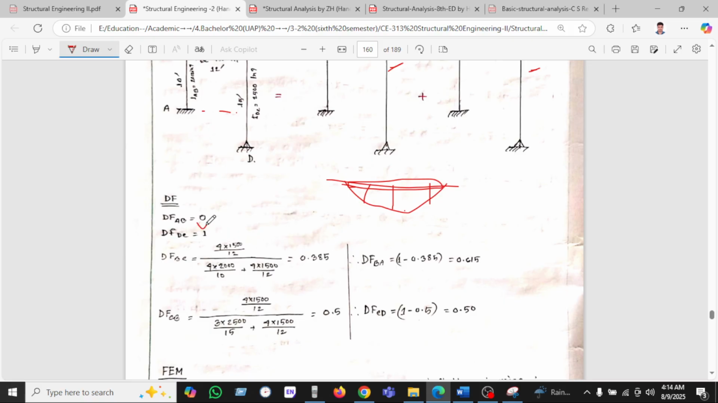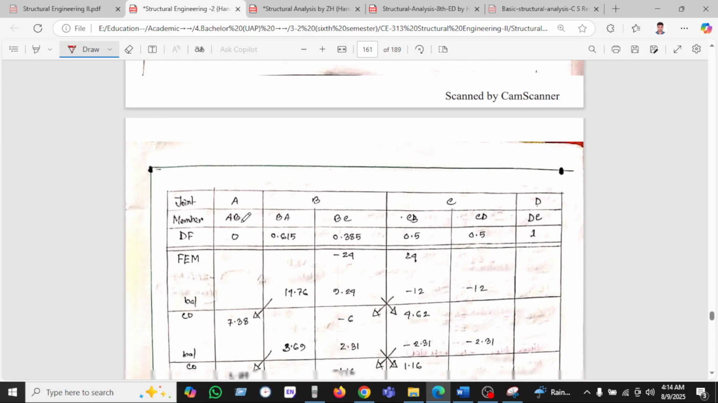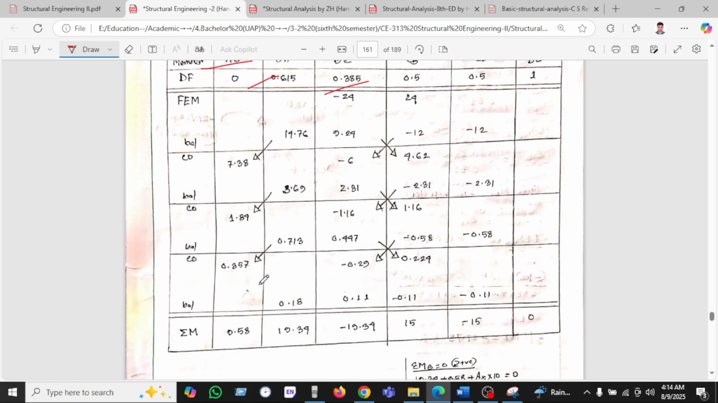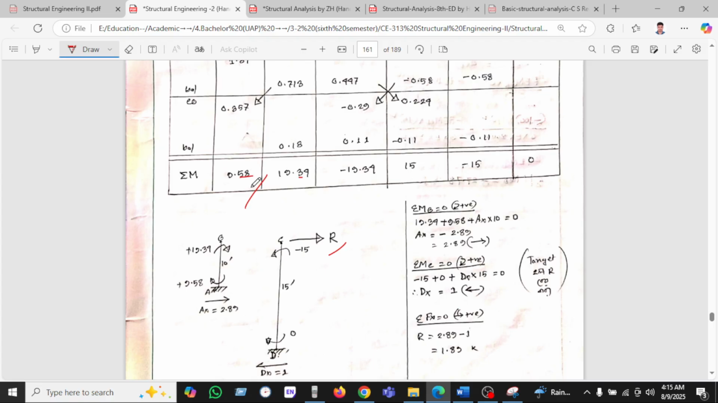You can calculate the distribution factor this way, and the fixed end moment this way. Carryover is always 1 or half. We find the joint, member, distribution factor and carryover, and find the R value. Taking the moment, 0.5 is positive clockwise, and minus 14 is anti-clockwise. After getting the summation of f of x, we find ax and dx.